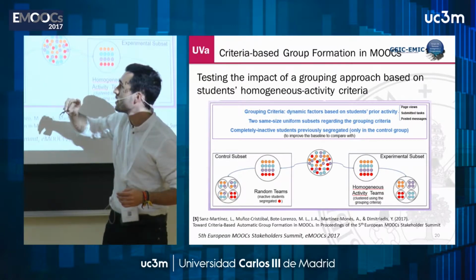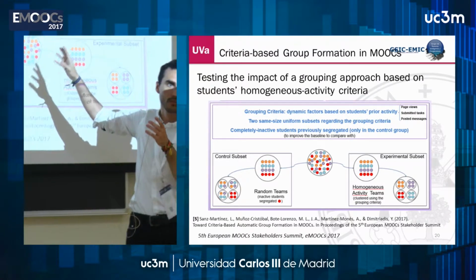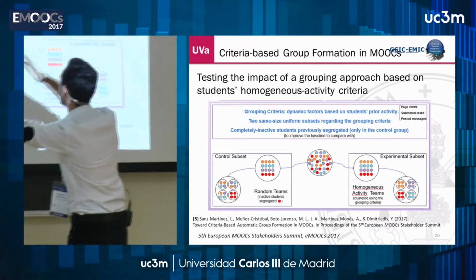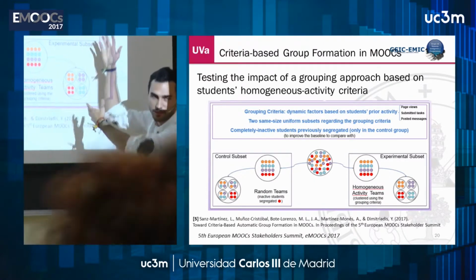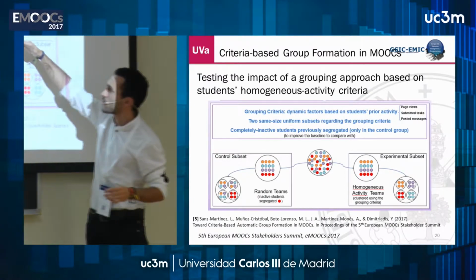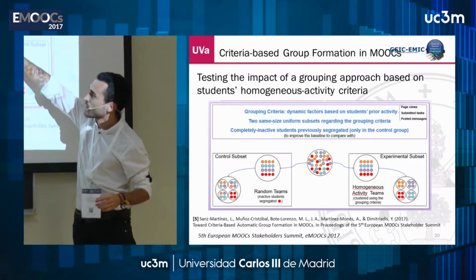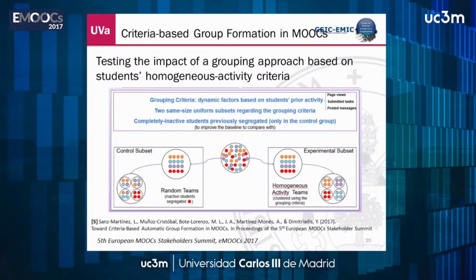Okay. So we did it not for the whole course, but we did also a control subset and an experimental subset. So in the experimental subset is the point of the tool. So we group all the students with high activity all together. It's not one group; it's 6-person groups. And all that have medium activity in different groups. All that have low activity in different groups. And those who have no previous activity are grouped all together.